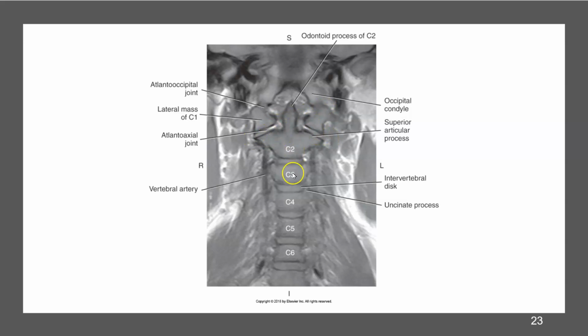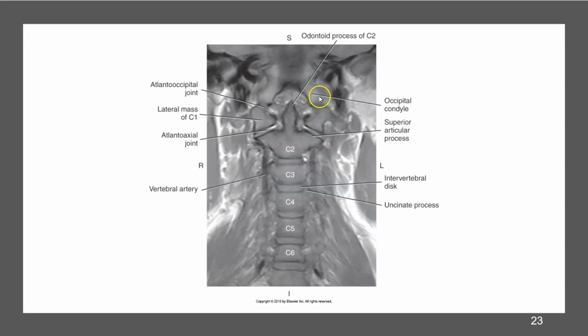So here's 2, 3, 4, 5, 6. We usually just count 2 down on a C-spine. It's pretty normal for us in CT and MRI. And we don't count spinous processes. We count from the odontoid down. So when you guys do that, I always laugh. I'm like, oh my gosh, what are you counting?